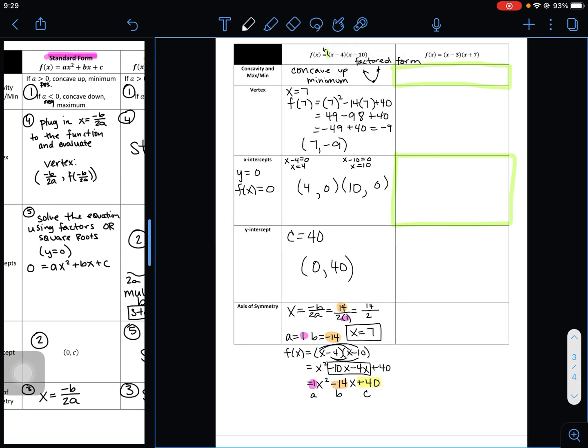And then what I'll have you do is complete the right-hand column for that other function. So you're going to do the same thing for f of x equal to x minus 3 times x minus 7.